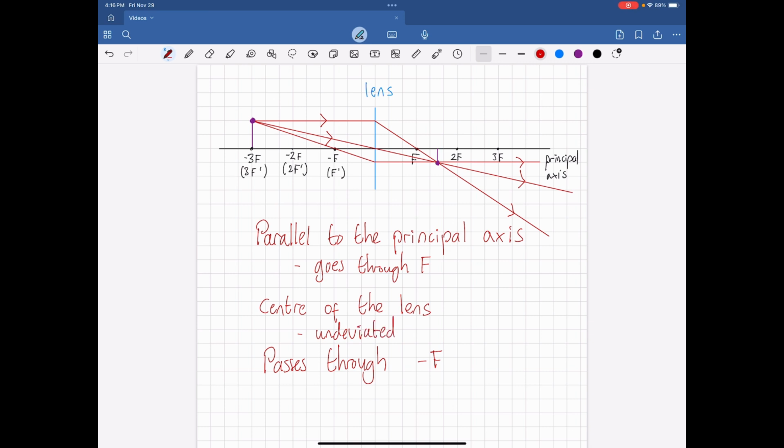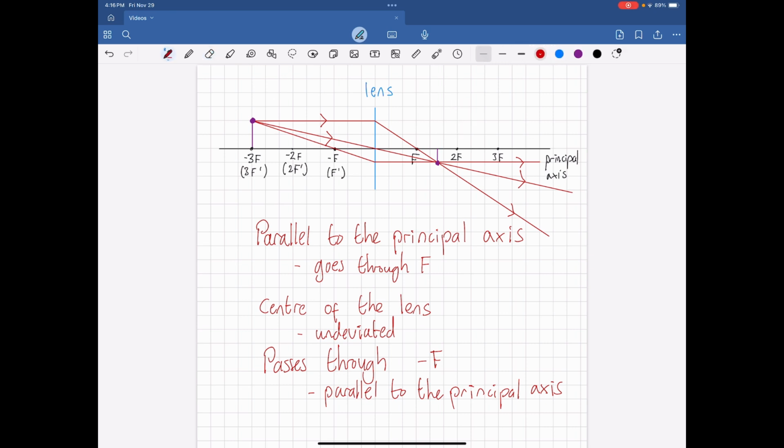And the one that passes through negative F or F dash emerges parallel to the principal axis. And they should all meet at the same place, remember. And that place is where we say the image is formed. So let's go back to our image over here and let's see what we can learn about our image.